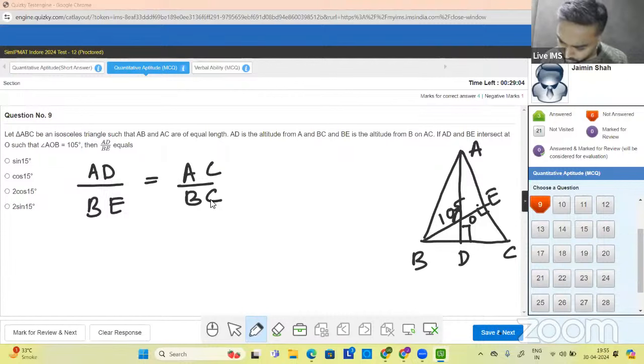Now we know that AB and AC are equal. So basically I can say that BC is 2 times BD, 2 times DC. I can say that. And I need 15 degrees somewhere, right? Basically this angle should be 15, this should be 15, 90 plus 15 degrees, right?